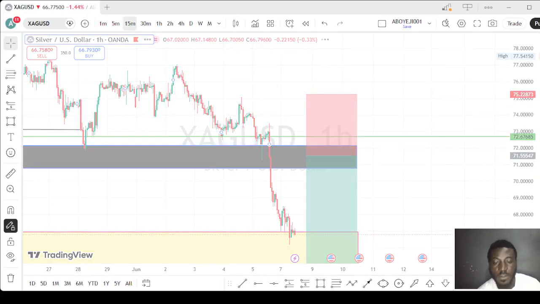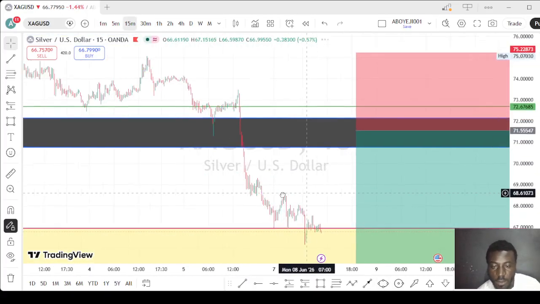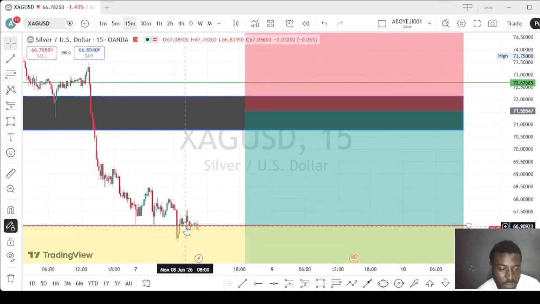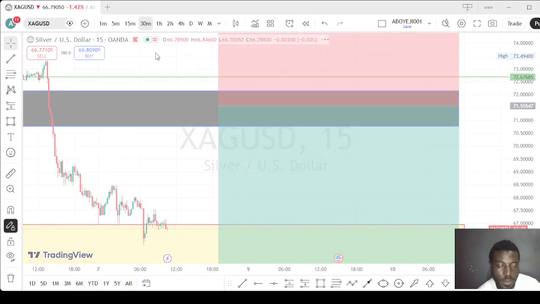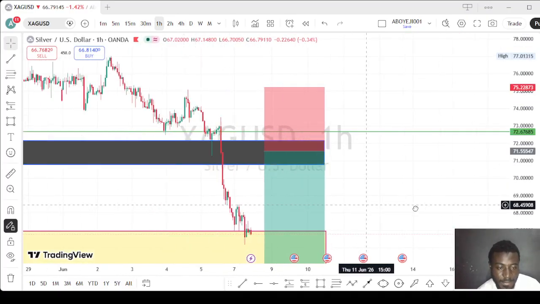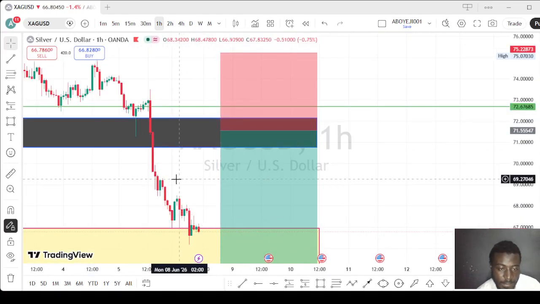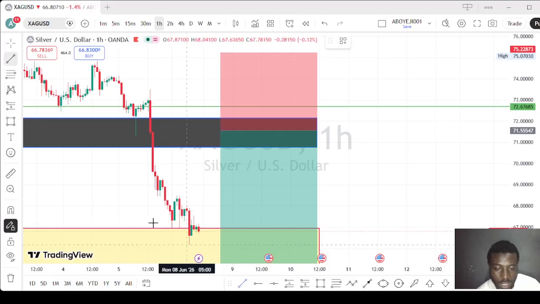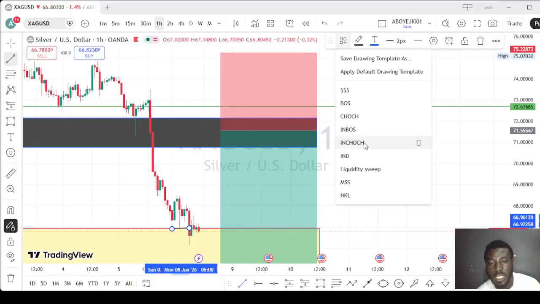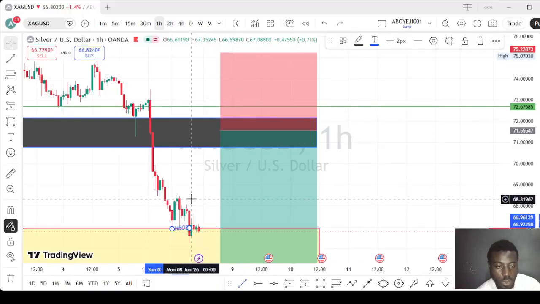Let's move to the 15-minute time frame. If you want to take this trade on the 15-minute time frame, this is the last break of structure on the 15-minute time frame. On the 1 hour time frame itself, this is the last break of structure. Near the zone, near the support, and this is the order block.